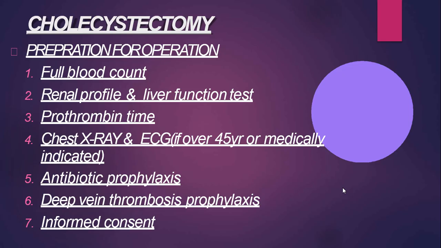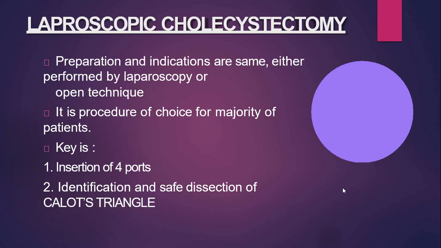You have to do full blood count, renal profile, liver function test, coagulation profile, chest X-ray, and ECG when the patient is more than 40 years of age, antibiotic prophylaxis, deep vein thrombosis prophylaxis, and you have to take informed consent. For the laparoscopic cholecystectomy, the preparation is the same, and you just need to know a few important points regarding laparoscopy. That is, you have to put the first port by open technique, meaning you will see and then put the port. This is the insertion, and what are the key points?